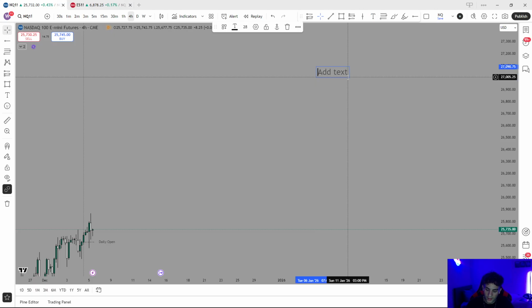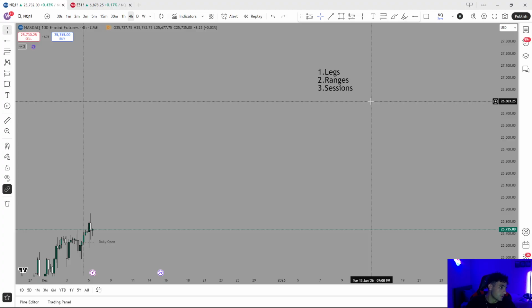Now that you have an understanding of what it is, the settings, the tool, the name of it, what do you use OTE for, right? There are 3 things that I use this for, and I'm going to show an example of each one. First thing is legs. The second thing is ranges, and the third is sessions. I use OTE purely for these 3 things: legs, ranges, and sessions.